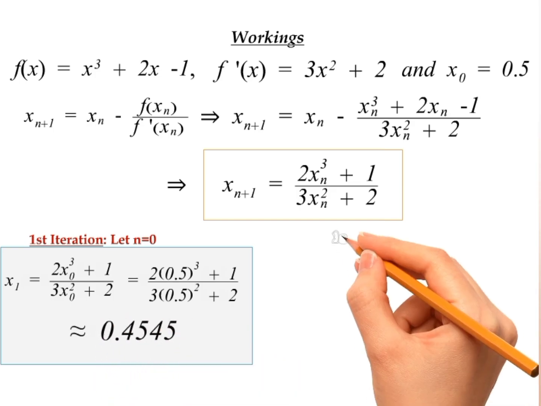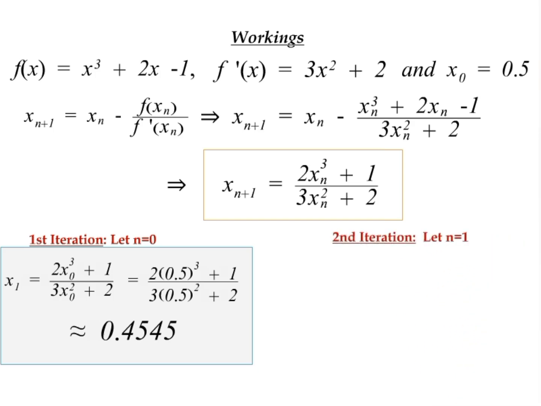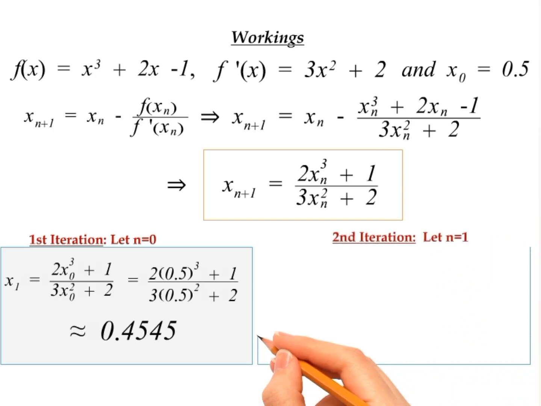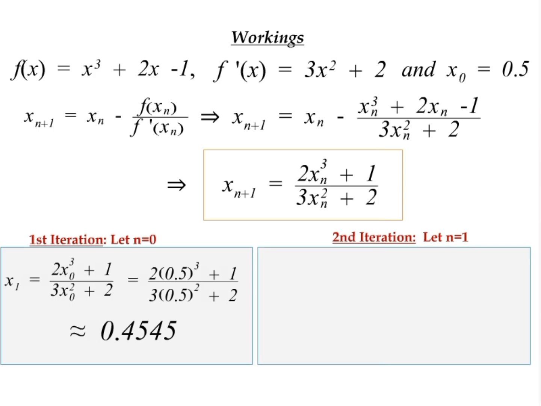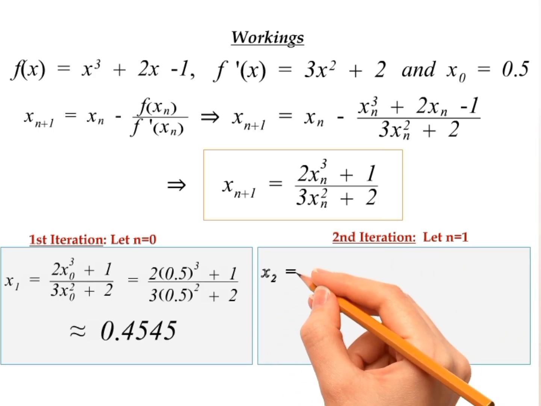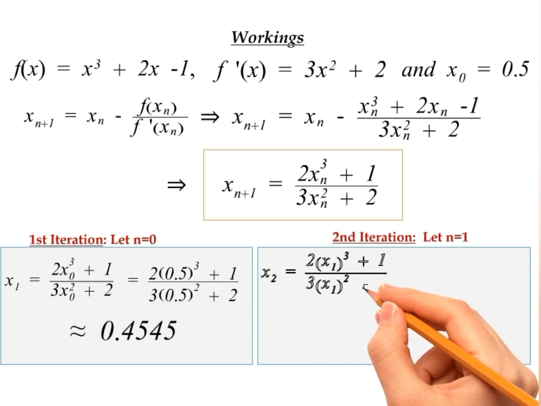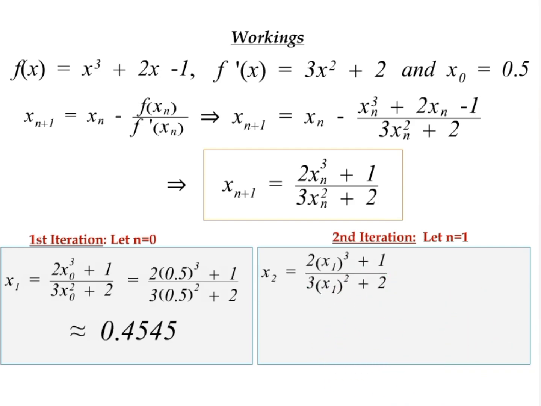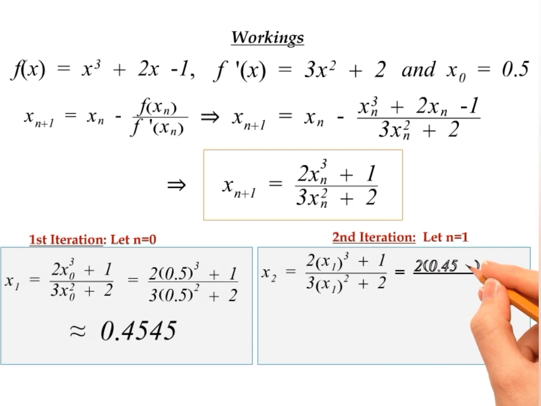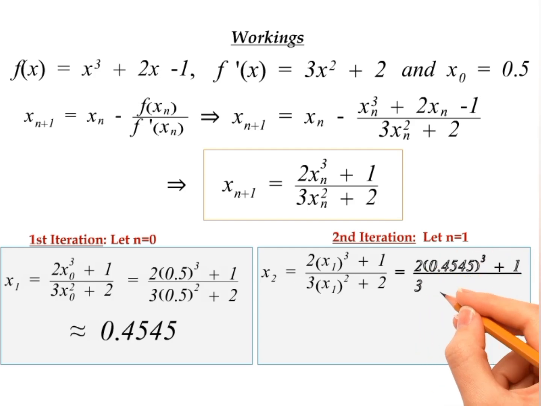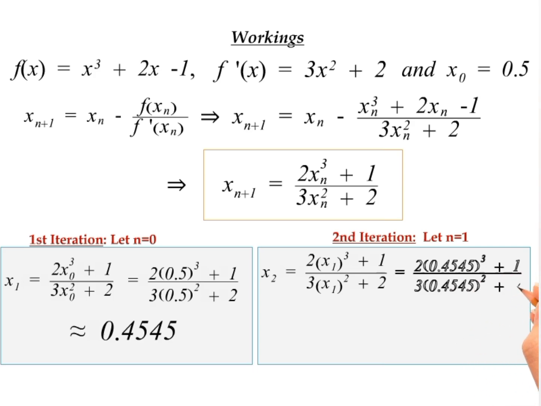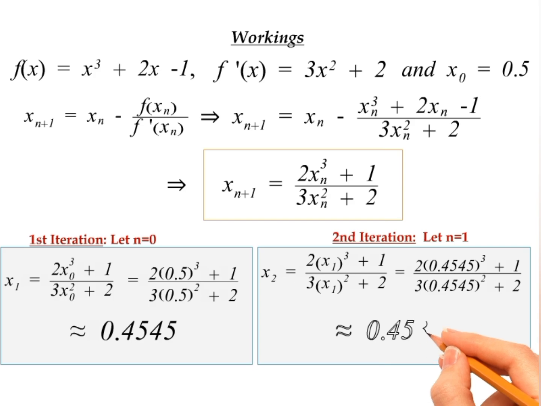We apply the same procedure to get x sub 2, but this time we substitute n with 1. This gives x sub 2 equals 2x sub 1 cubed plus 1 over 3x sub 1 squared plus 2. Since x sub 1 is 0.4545, we substitute this into the expression. And this gives the value of x sub 2 as 0.4534. This is the second iteration.